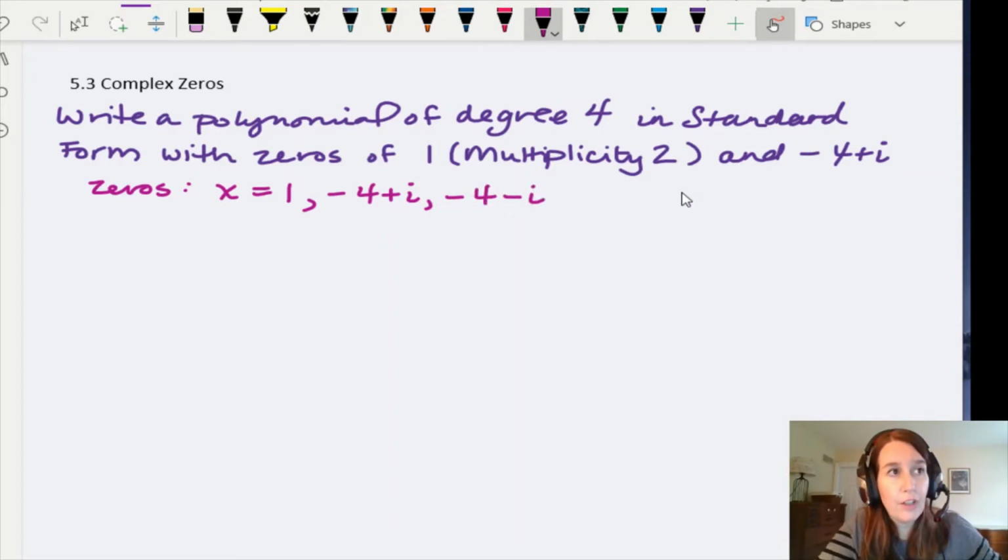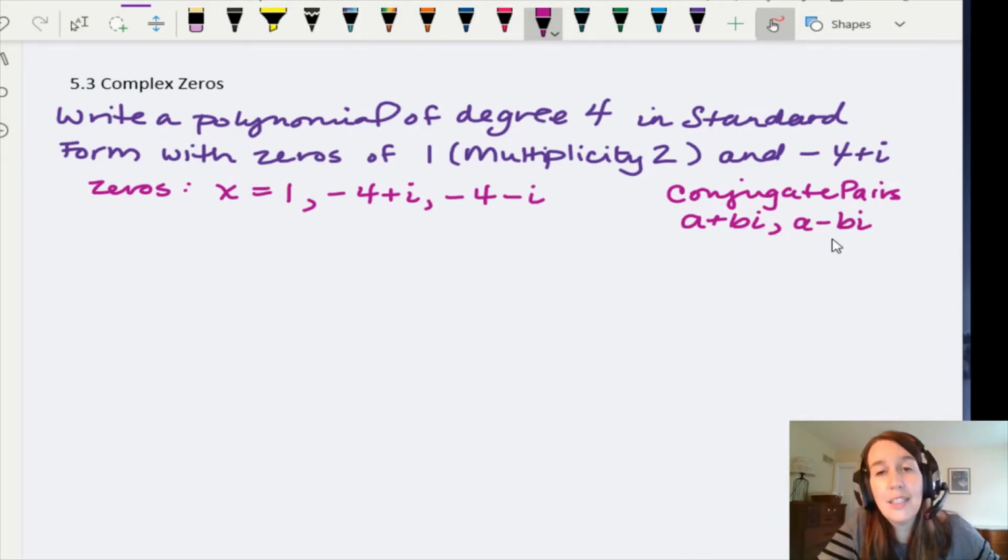Remember the conjugate pairs, because there are a few negative signs there: the conjugate pairs are a plus bi and a minus bi. So notice that it is the i term, the imaginary portion of the number, that is positive and negative, not the real part of it, the a part. So the negative 4 stays negative 4.